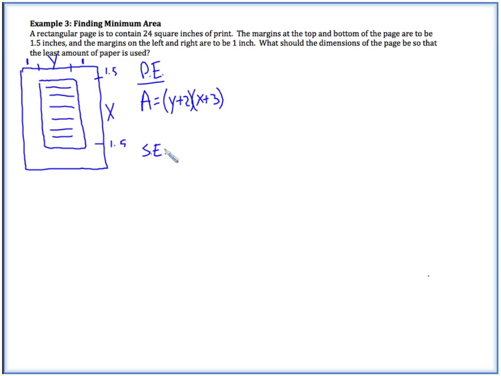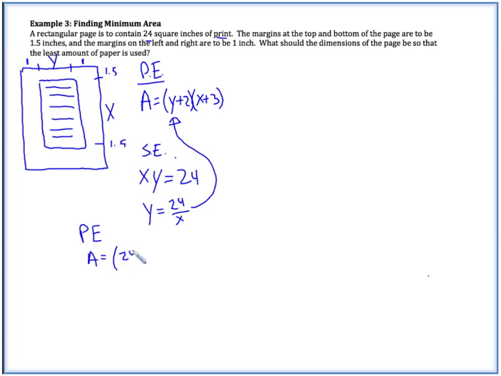To do this, we also know that we want 24 square inches of print. And to get that, we know that x times y has to equal our 24 square inches of print. And so we can let y equal 24 over x, and we're going to substitute this right back in here to our primary equation. So we know area equals (24/x + 2)(x + 3). And this is what we want to minimize.